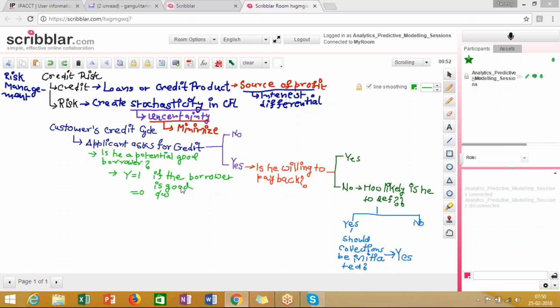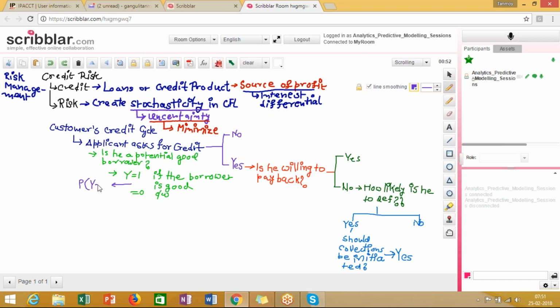And unfortunately, they cannot always give us a 1-0 answer. So the objective or the purpose of the bank over here is to develop a model and from that model form an estimate of the probability of y equals 1.